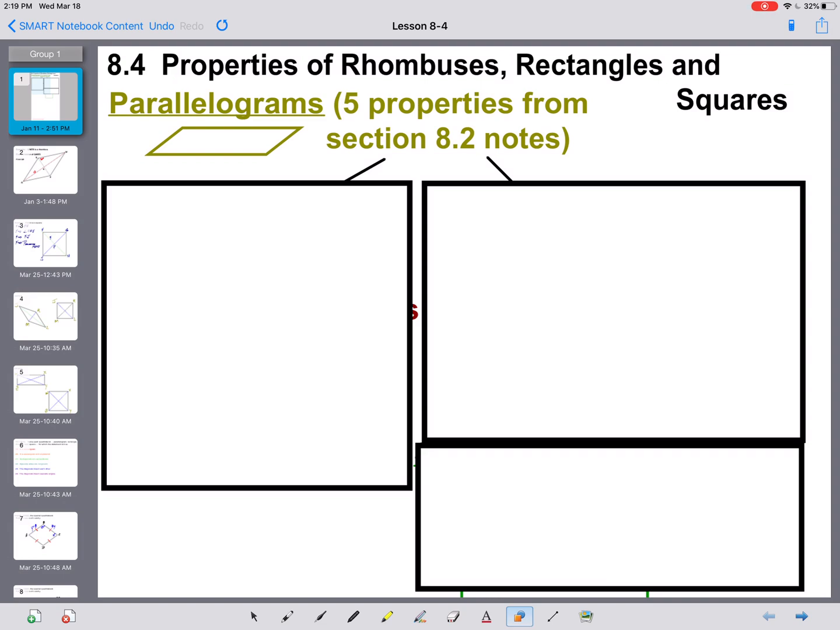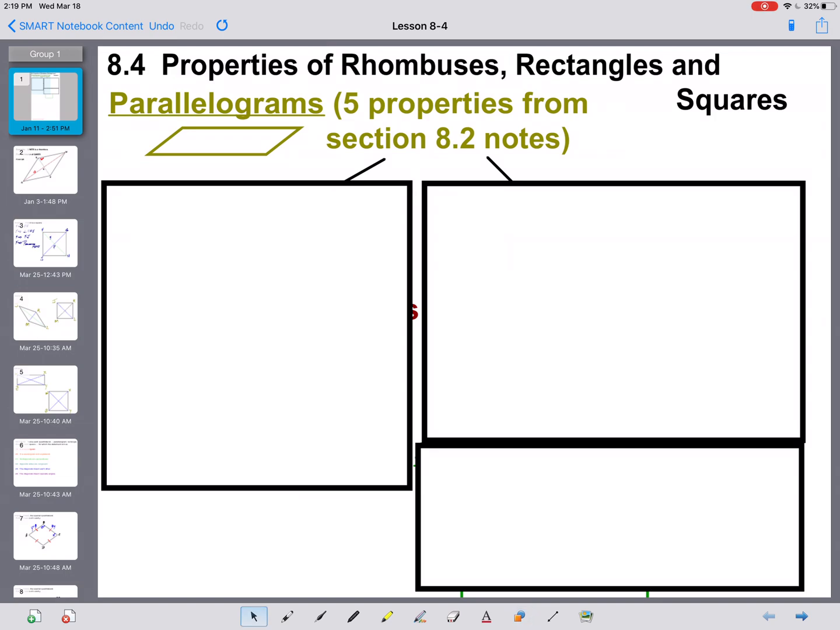Remember, a parallelogram has 5 properties that we talked about. The first one was that, the whole reason they call it a parallelogram, opposite sides are parallel. Second, opposite sides are congruent. Opposite angles will be congruent. Consecutive angles are supplementary. And the diagonals bisect each other. Those 5 properties are true for all parallelograms.